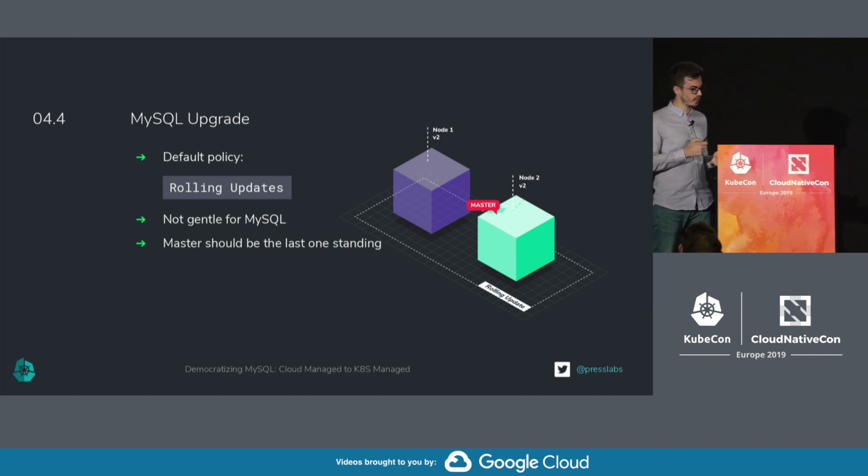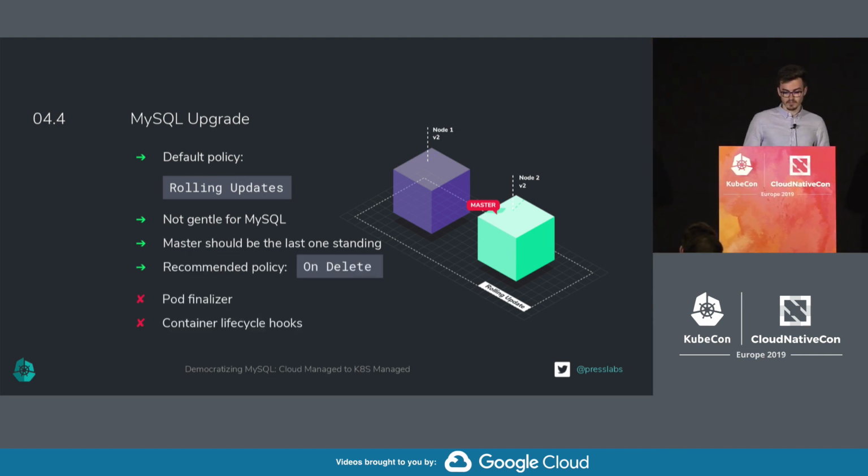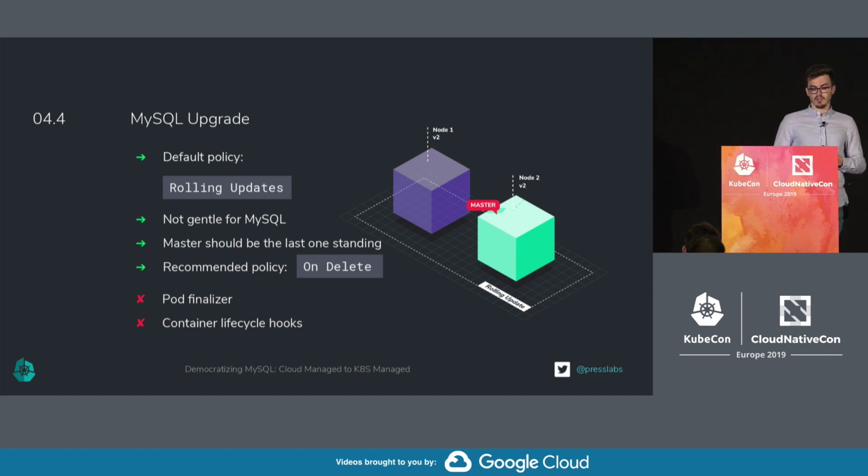So a contributor came up with an idea to use the on-delete policy, which fits our needs better because the operator can choose which node to update. Therefore, we can control the order in which pods are upgraded.